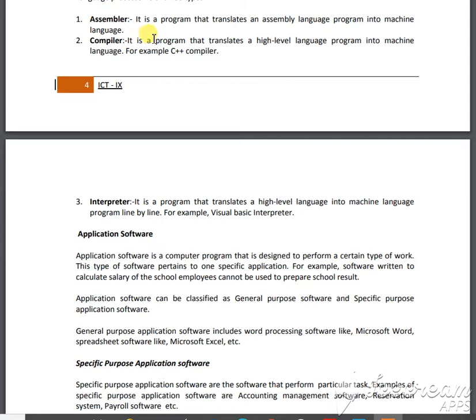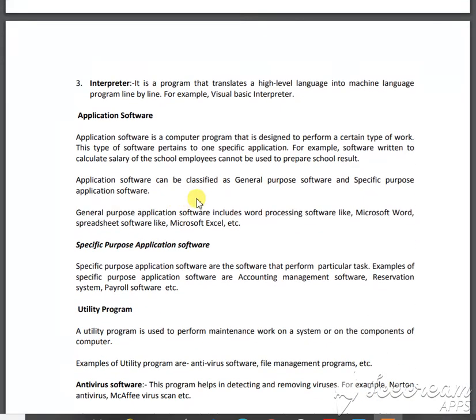Compiler and assembler. Assembler is the program that translates the assembly language into the machine language. Compiler is a program that translates the high level language into the machine language, but not line by line. But what does the interpreter do? It translates the high level language into the machine level language, meaning a combination of zeros and ones, line by line. So what do we find? Visual Basic Interpreter, isn't it?